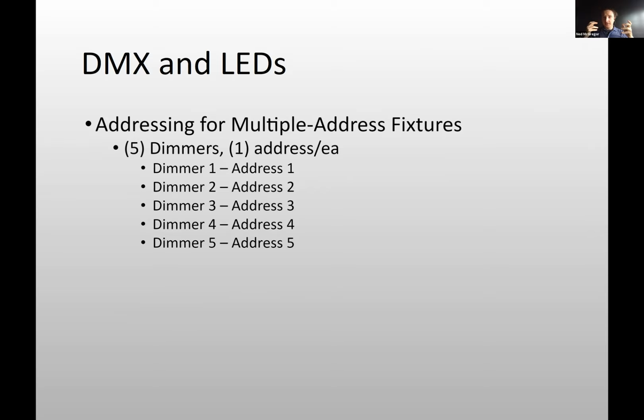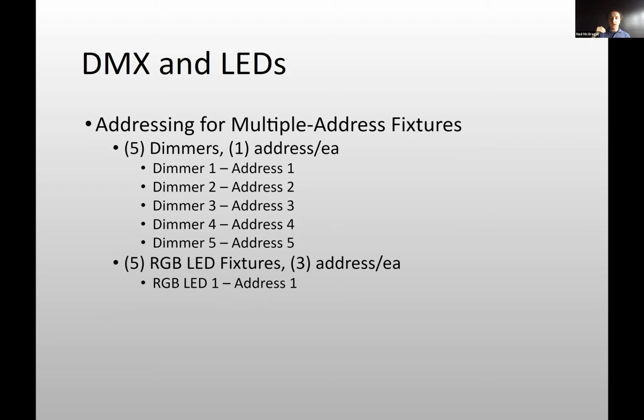If I have five RGB LED fixtures with three addresses each, I'm going to set what is called the starting address, right?